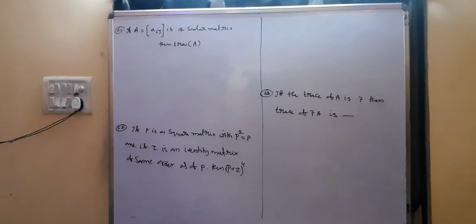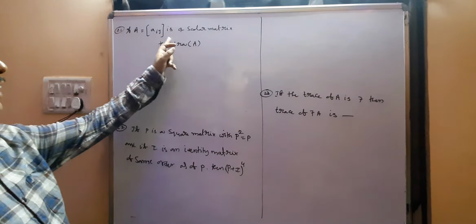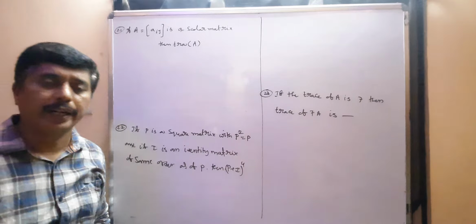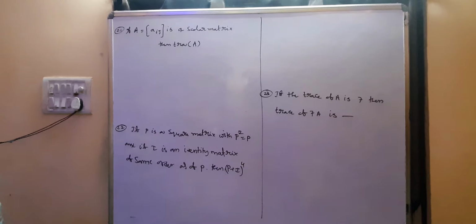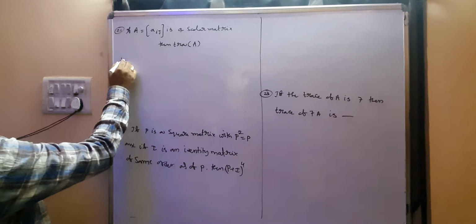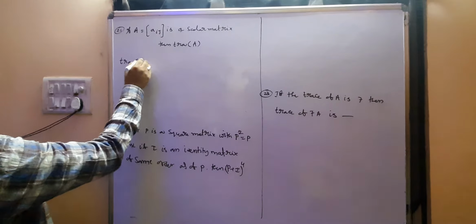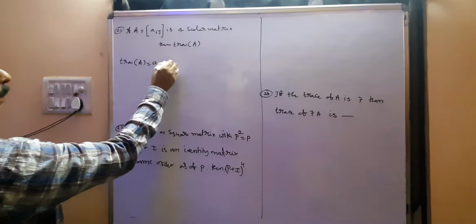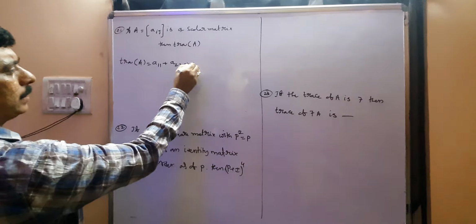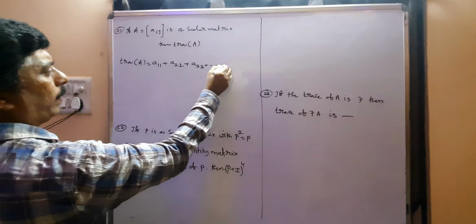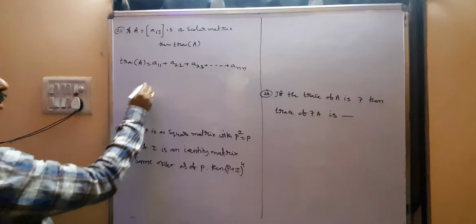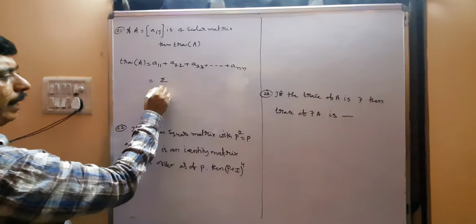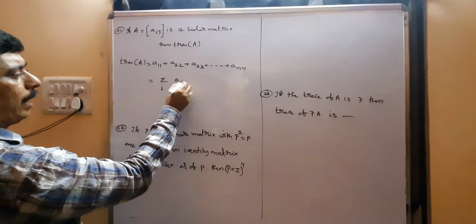Coming to the next question. A is given as a scalar matrix. Then the trace of A is asked. Trace of A means the sum of all diagonal elements, that is first row first element plus second row second element plus third row third element, and so on up to the nth row nth element if A is an n by n matrix. So this can be written as sigma.